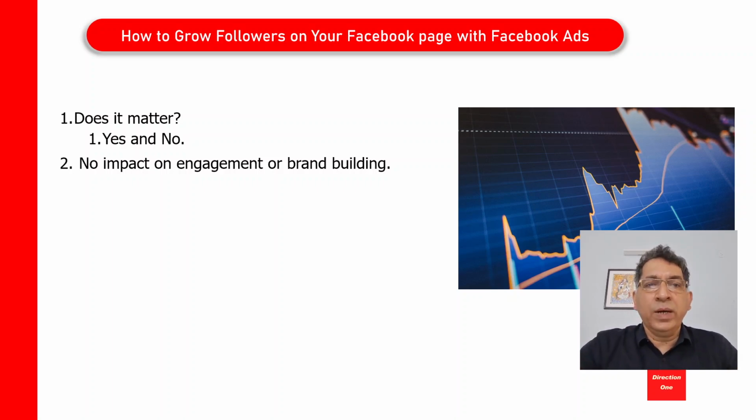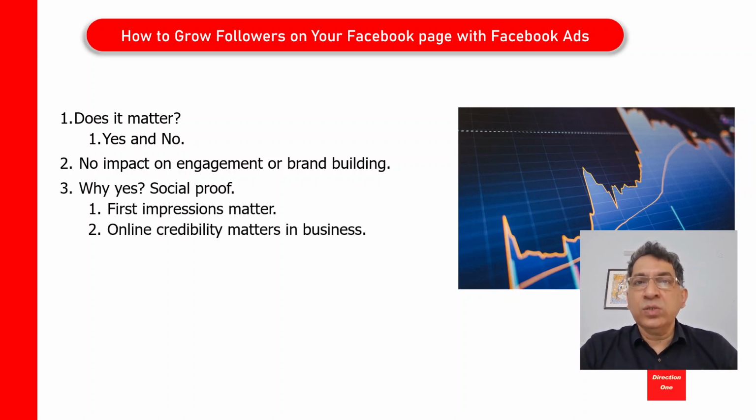Therefore, that's the reason why it is done. It is done because social proof matters. It is done because first impressions matter. People form an opinion of you based on how active your page is and how many followers are there. Every time you follow somebody on Instagram, what is the first thing you look at? You don't look at the engagement on the individual post. You might do that later, but the first impression is the number of followers on the page. So therefore, online credibility matters. Now, this is the reason you do it.